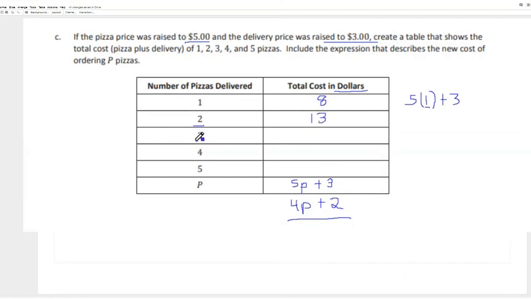If I did it for 3 now, remember I'm multiplying by 3. Number of pizzas times 5, 3 times 5 is 15 plus 3 is 18. I did it again, that would be 4 times 5 is 20 plus 3 is 23. And the last one, 5 times 5 is 25. So remember, the number of pizzas right here is my P. 5 times 5 is 25 plus 3 is 28.